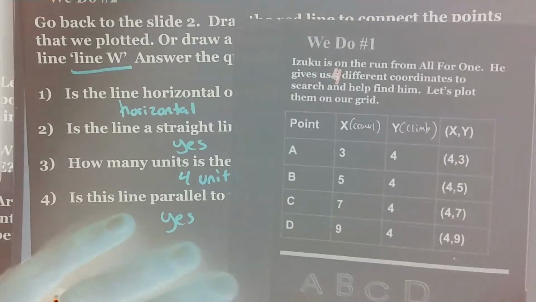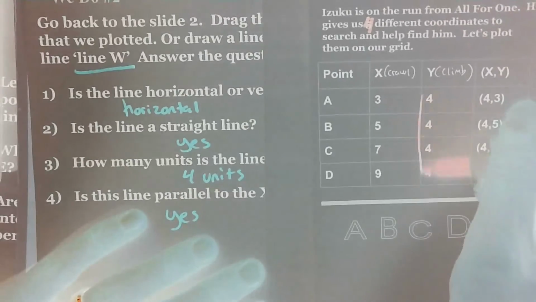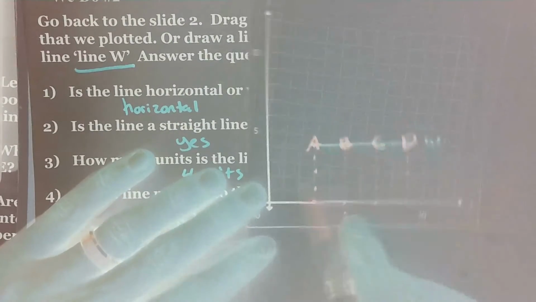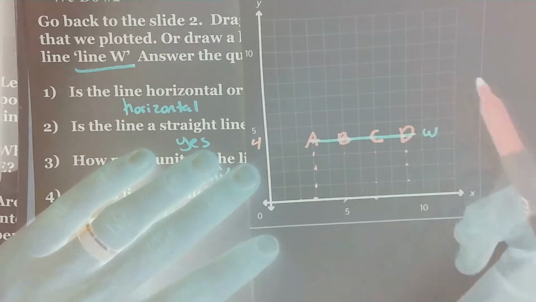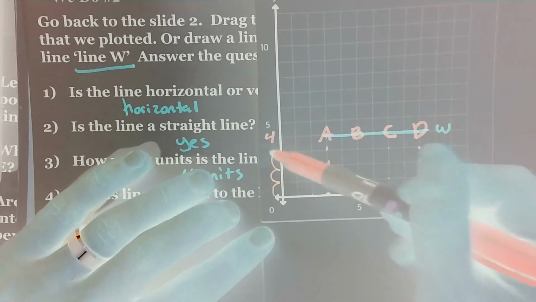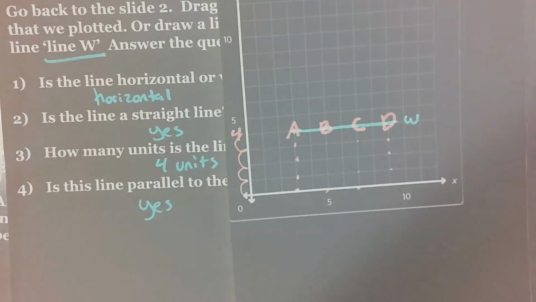That is why all of the y coordinates are 4. Because when you climb up to 4 on the y-axis, you're climbing up 1, 2, 3, 4 units away from the x-axis. And finally, is this line parallel to the x-axis?